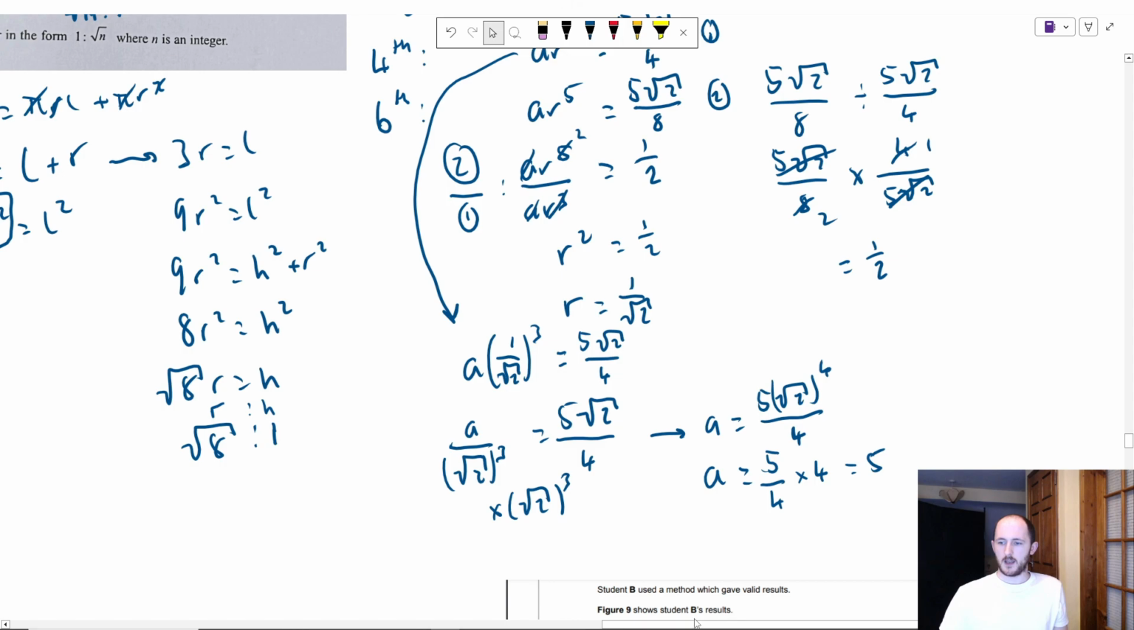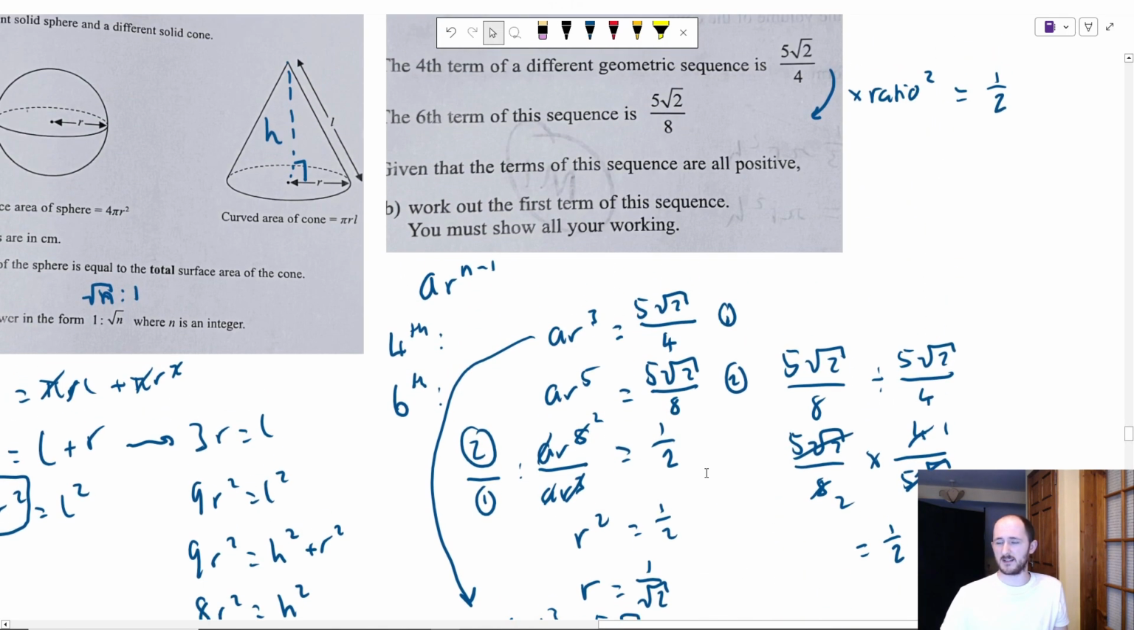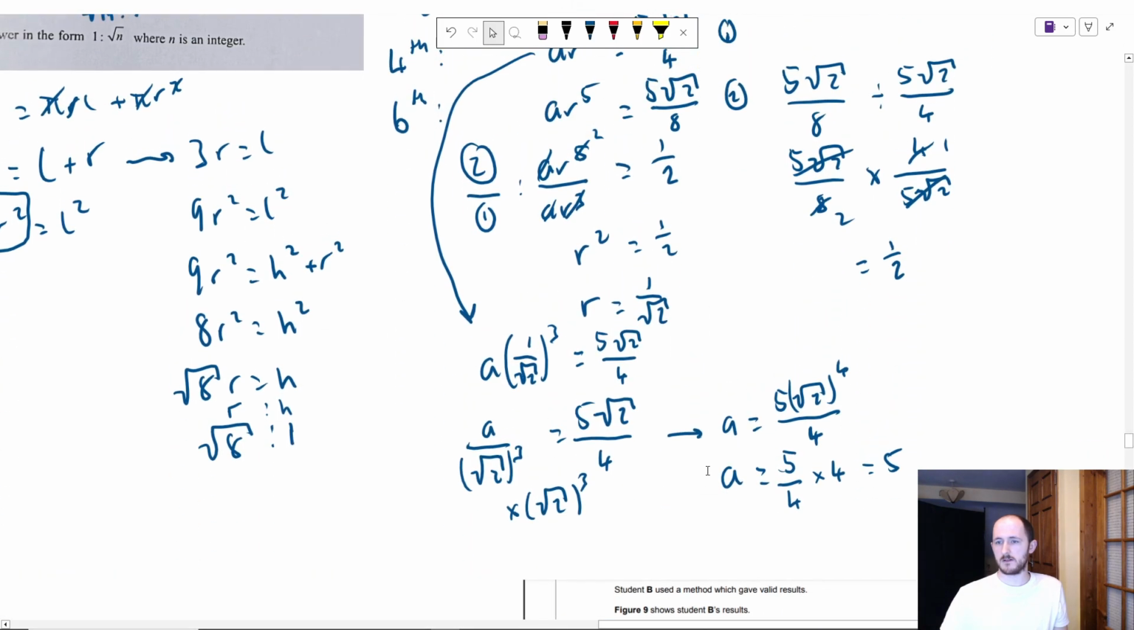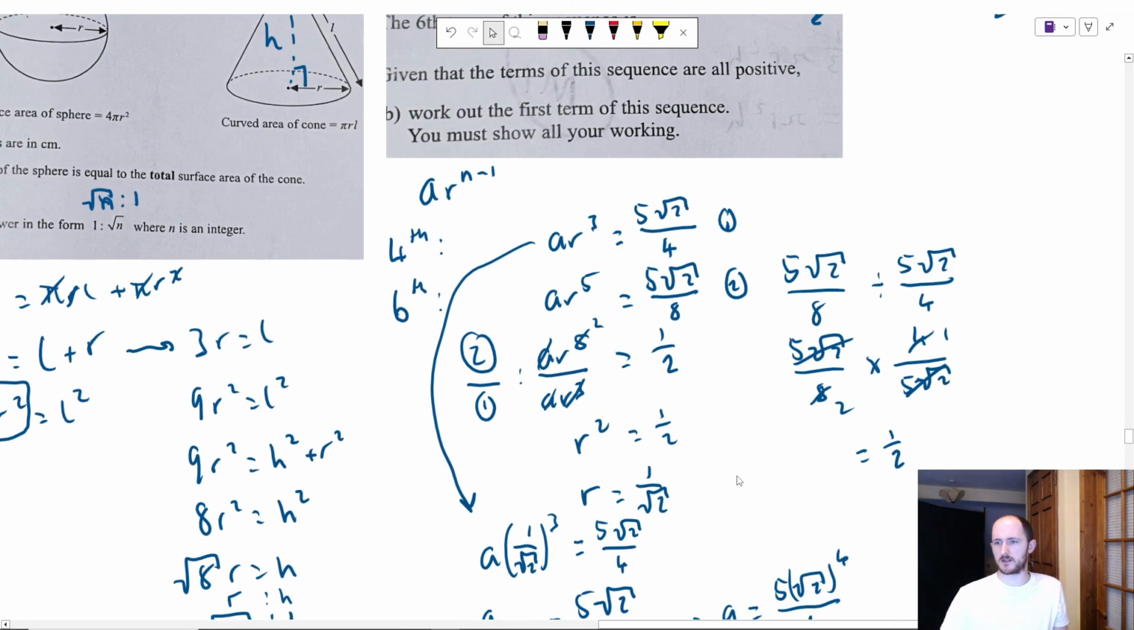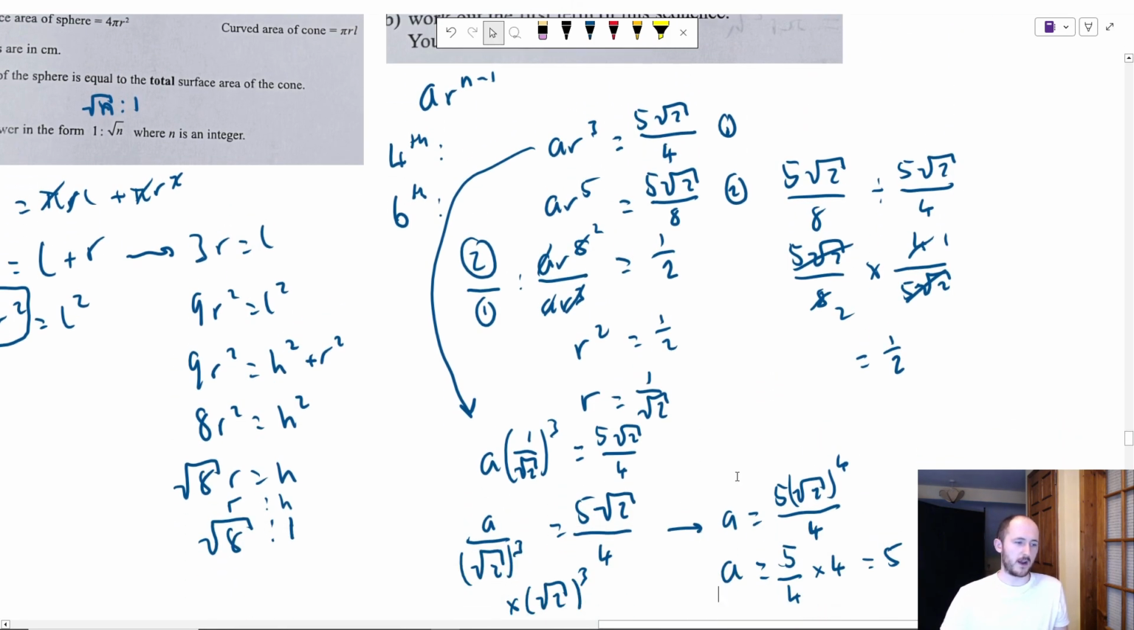Okay, so 3 marks. Wow, really? Interesting. I wonder if there's a shorter way. If there's a shorter way, I'll try and show you later.